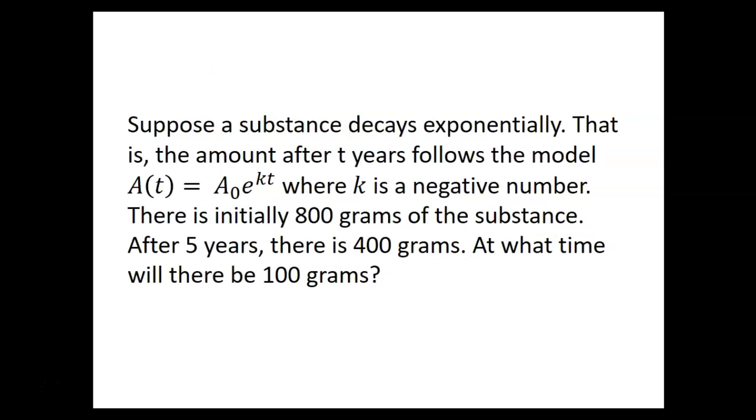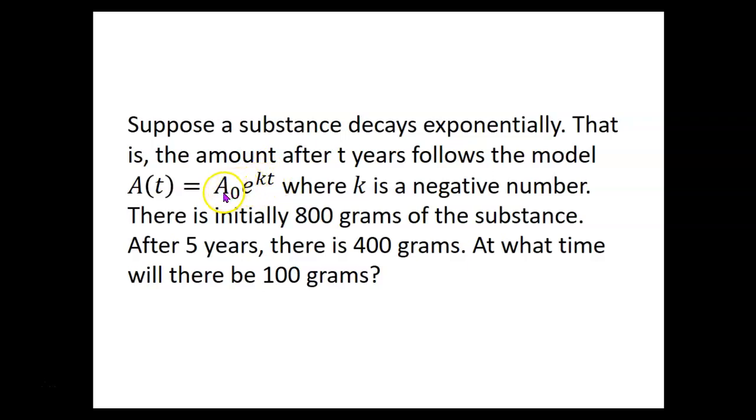Okay, next example. Now we're getting into exponential decay, where something gets smaller over time. So suppose a substance decays exponentially. That is, the amount after t years follows a model that looks like this. A of t equals some number that I'm calling a sub 0. So that's the initial amount, times e to the some other number, which I'm calling k, times the variable t.